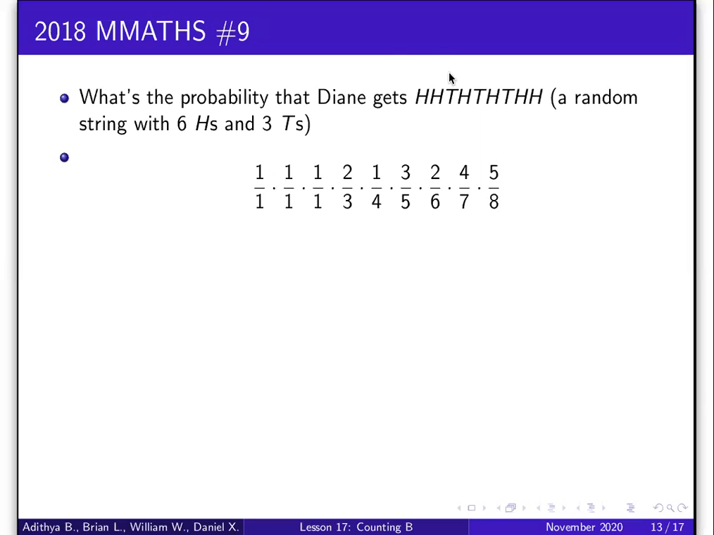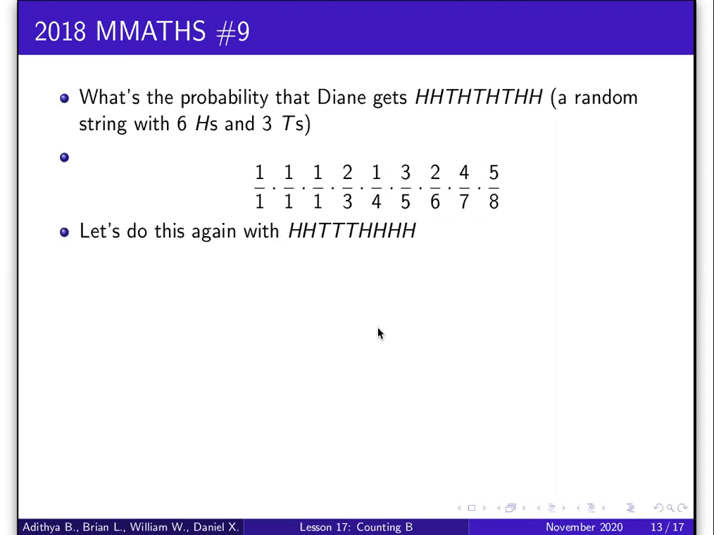So for each coin, we just multiply by, well, the first 3 are always 1, and then for the remaining 6 coins, our denominator is always the number of coins before it, and our numerator is the number of heads or tails respectively before them. So in this case, the probability that Diane gets this exact string is 1/1 times 1/1 times 1/1 times 2/3 times 1/4 times 3/5 times 2/6 times 4/7 times 5/8. So far, this still looks pretty random.